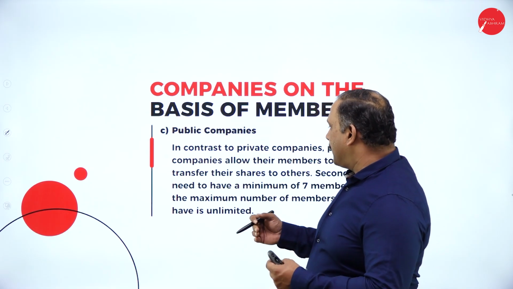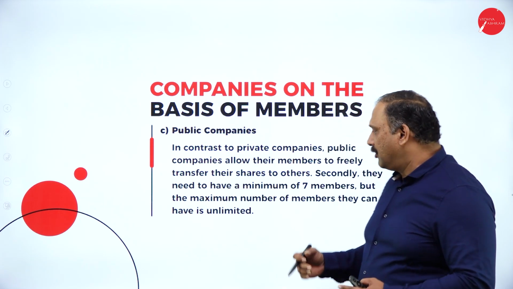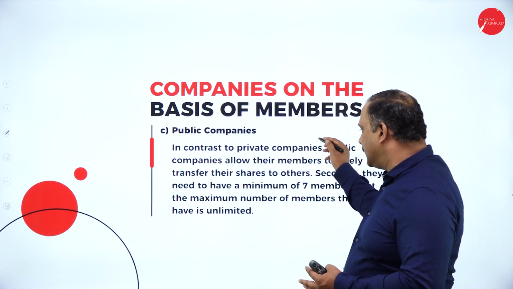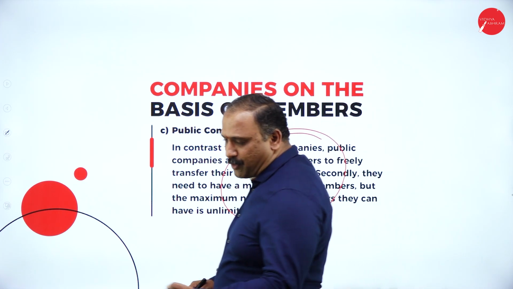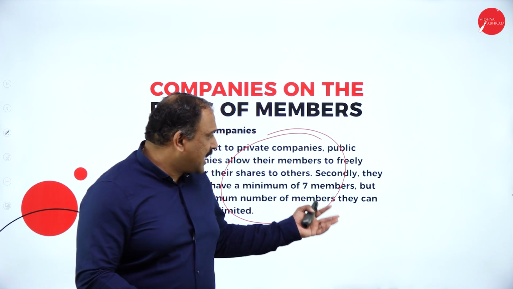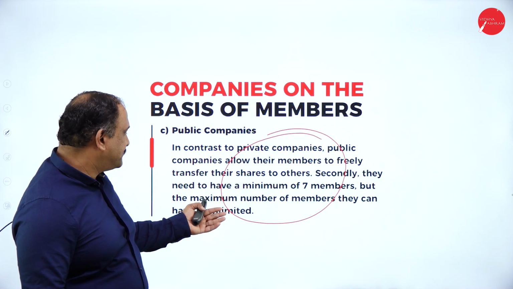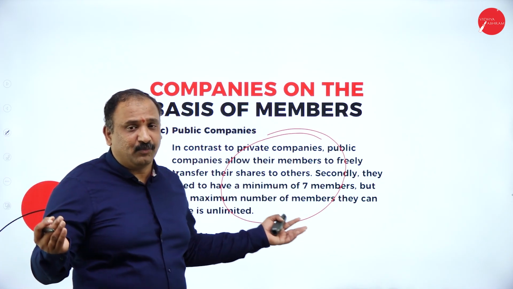The next comes the public companies. In contrast to the private companies, the public companies will allow people to transfer the shares at any point of time. And then to start a public company, you need a minimum of 7 members, and the maximum can be any number.